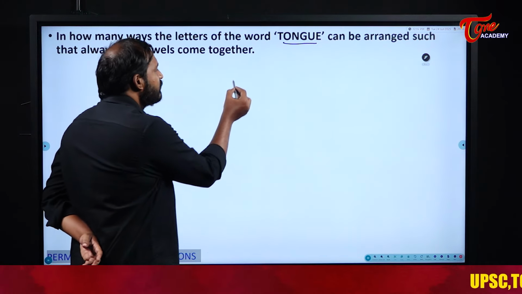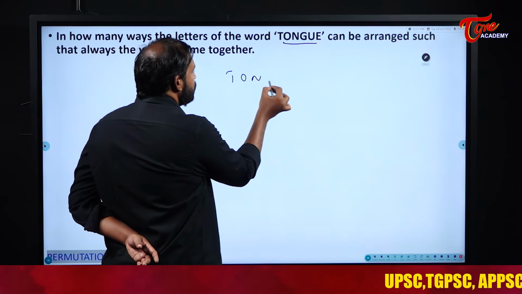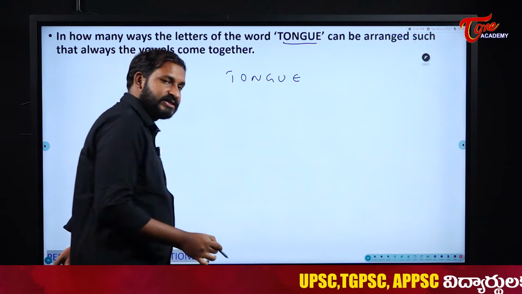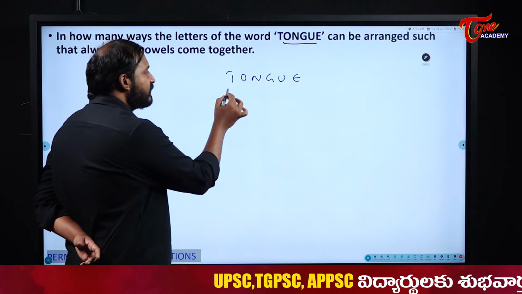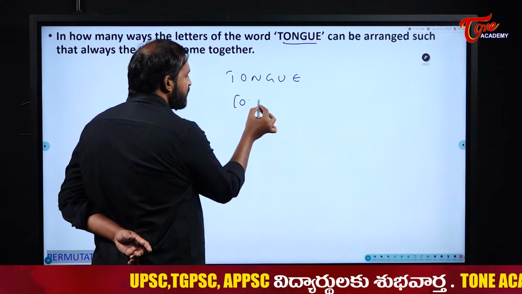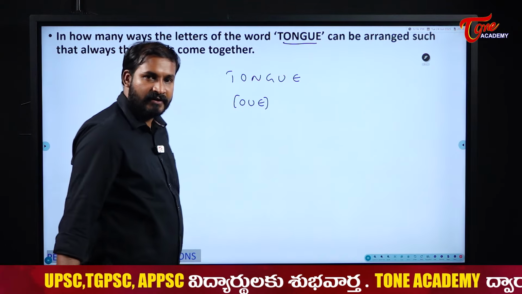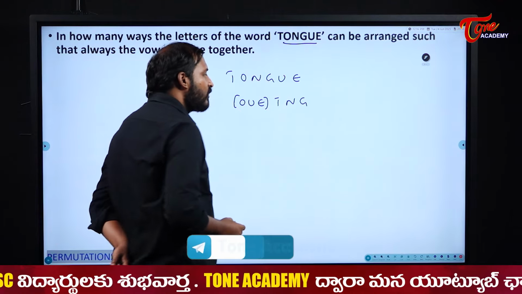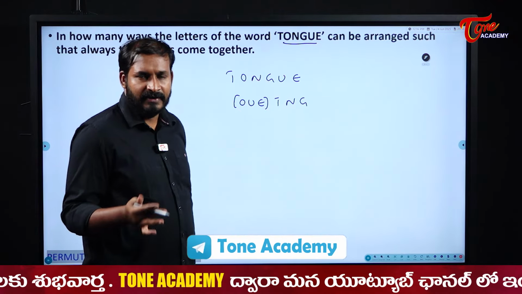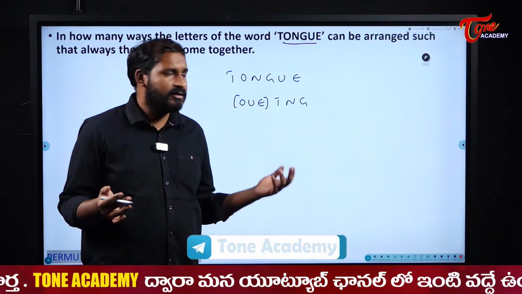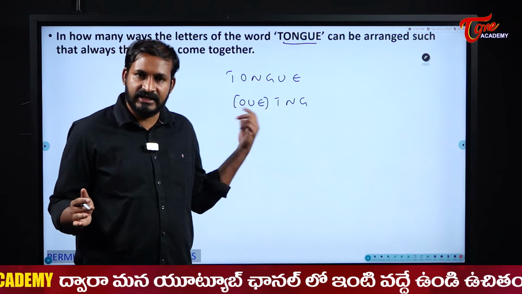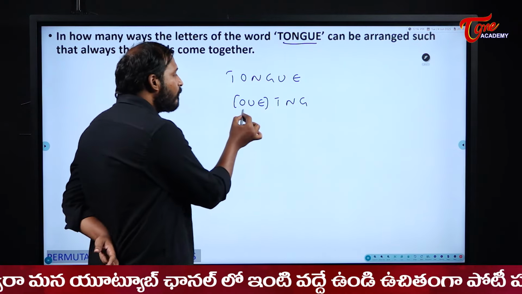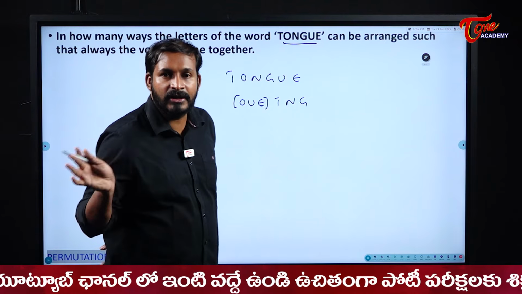So tongue, right? So first of all, vowels should come together means I should write vowels as a group. When it comes to consonants, there is no particular rule. They can come in any manner. Whether they come together or separately doesn't matter for us in this case. So here we need to group only the vowels. We will not bother about the consonants.